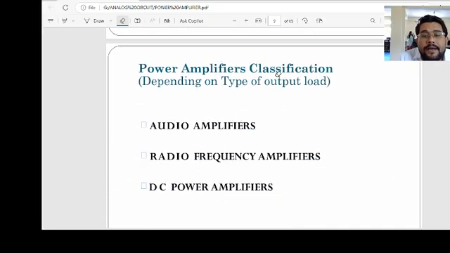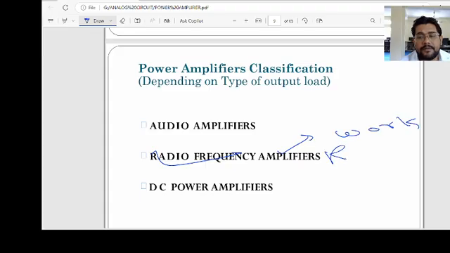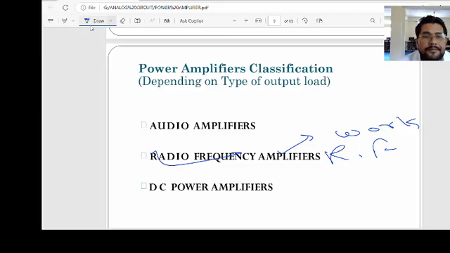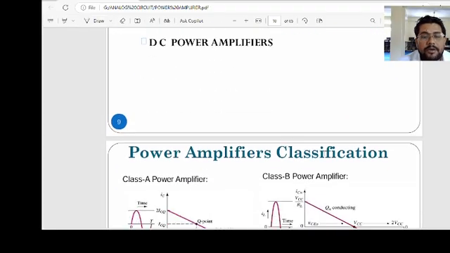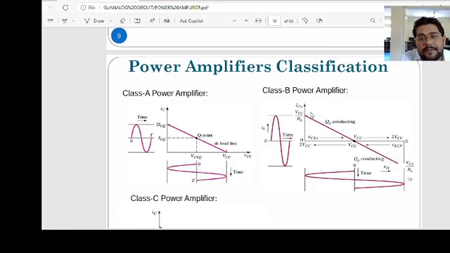Suppose we look at the power amplifier classification. This is the audio amplifier, first. Then the radio frequency amplifier, which works on RF frequency, a very high range of frequency. Then the DC amplifier, the amplifier which amplifies the DC power. We will see one by one how the power amplifier can be classified.